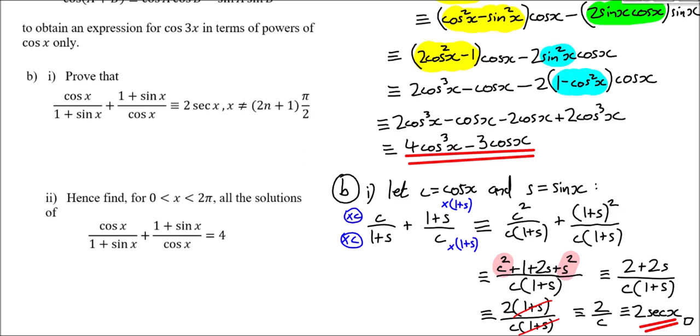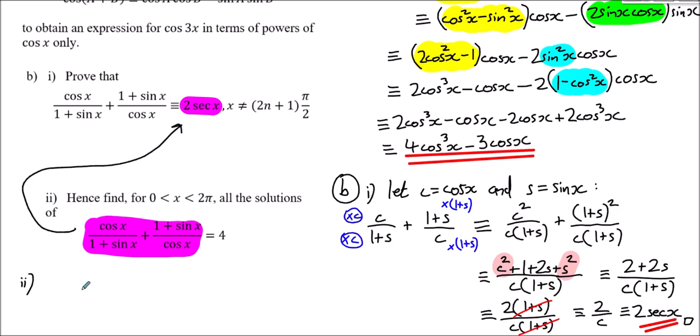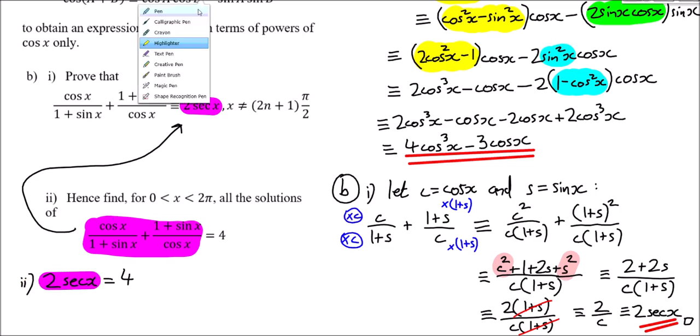B part 2, we now have to essentially solve this equation using what we've got from before. So we're not going to try and solve this horrible mess, because we actually know that all this is the same as 2 sec x. So we're going to solve 2 sec x equals 4 instead, because that's the much easier form to take. So that's our starting point: 2 sec x equals 4. Quite obviously, we could just divide both sides by 2. So in other words, sec x must be 2.